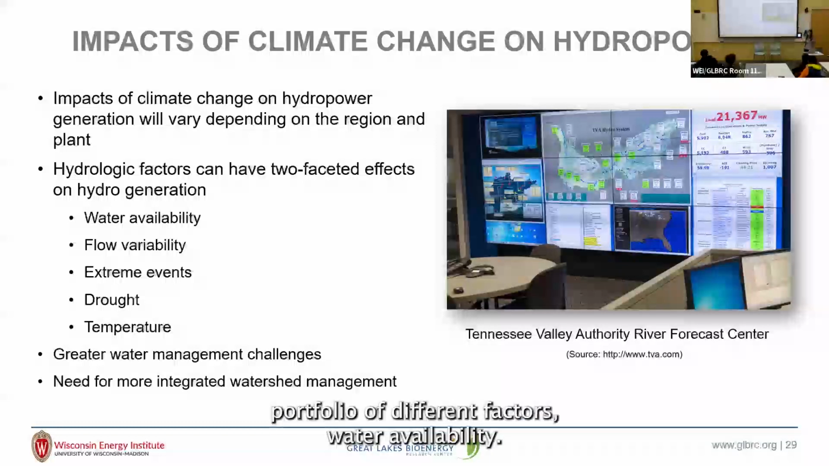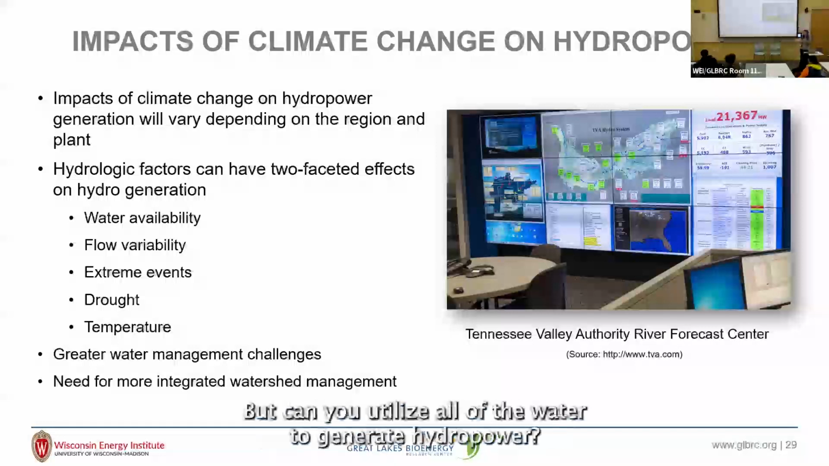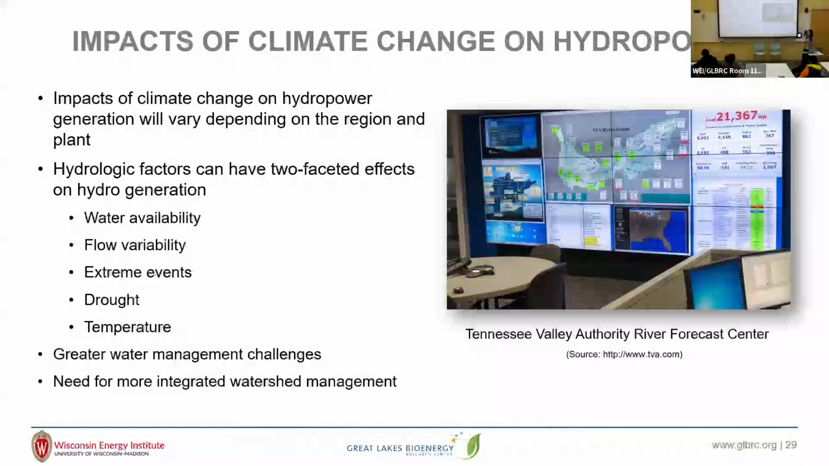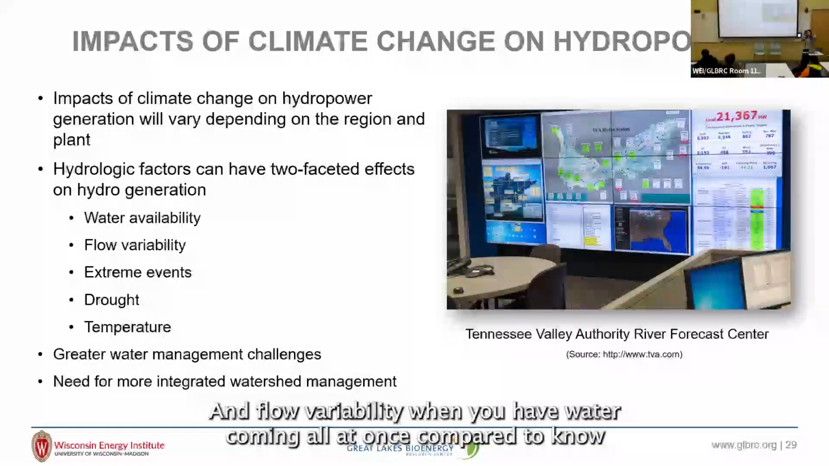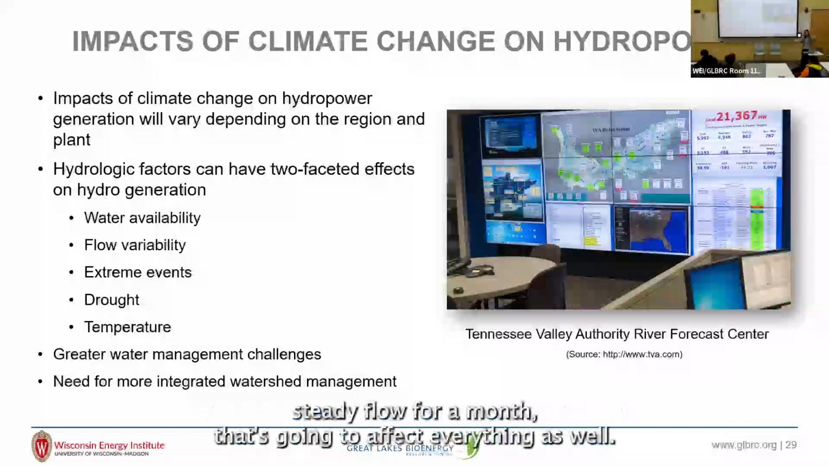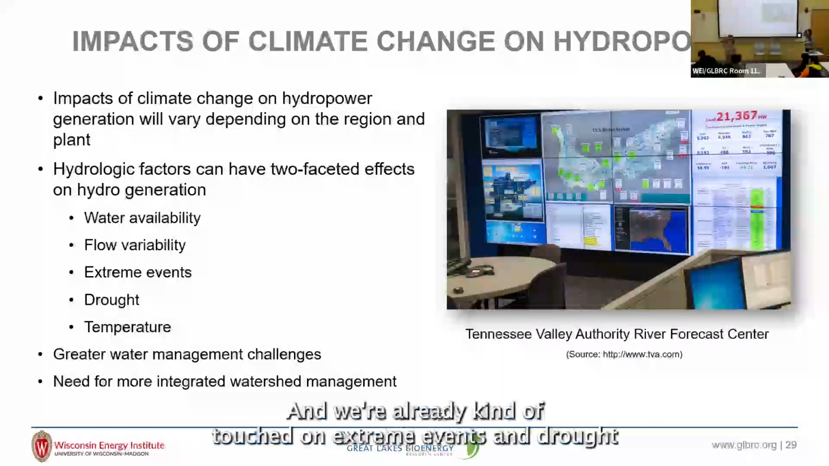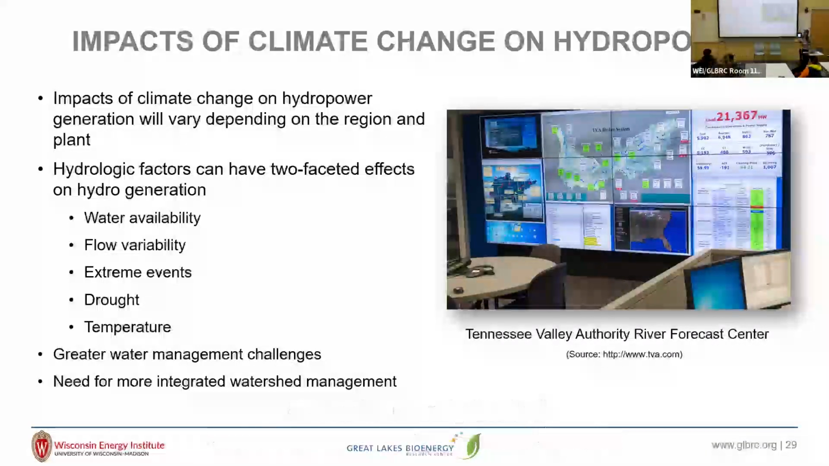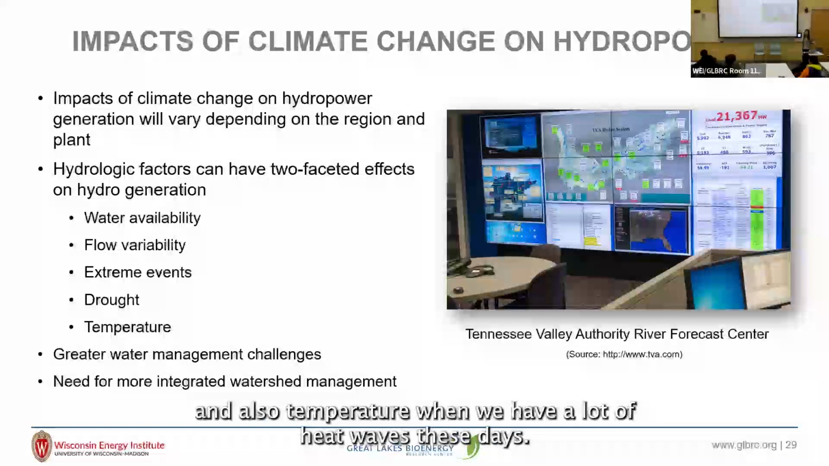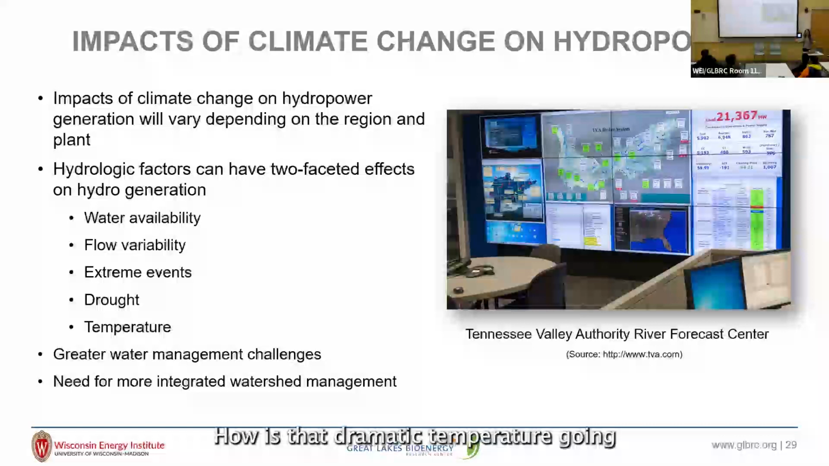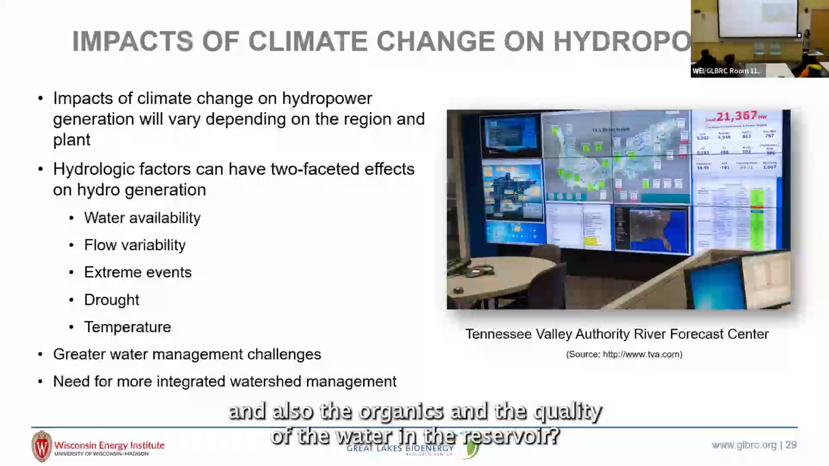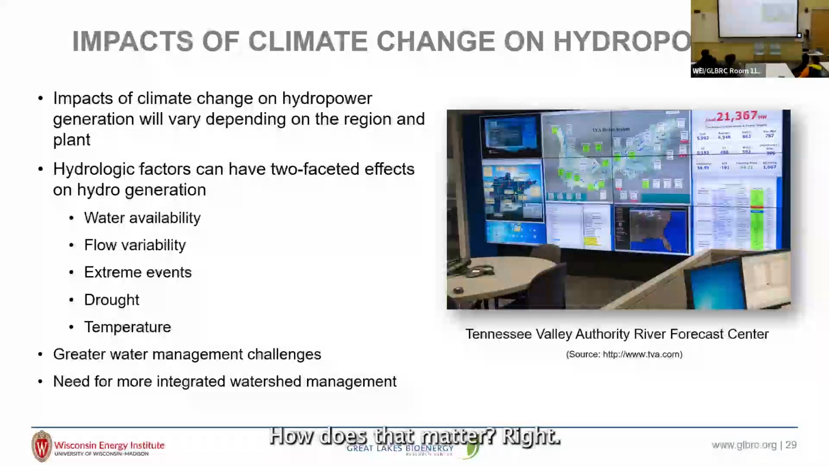portfolio of different factors. Water availability. When you have drought, you have less water available. When you have flooding, you have more water available. But can you utilize all of that water to generate hydropower? No, I'll talk about that in a little bit. And flow variability. When you have water coming all at once compared to steady flow for a month, that's going to affect everything as well, right? And we already touched on extreme events and drought, and also temperature. When we have a lot of heat waves these days, how is that dramatic temperature going to affect the water in your reservoir and also the organics and the quality of the water in the reservoir? How does that matter, right?